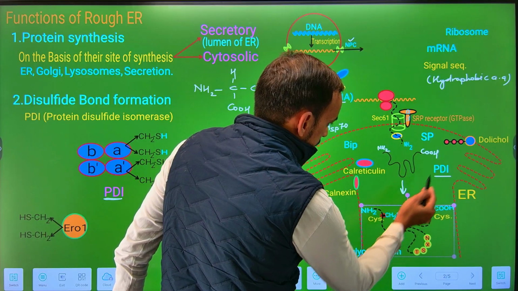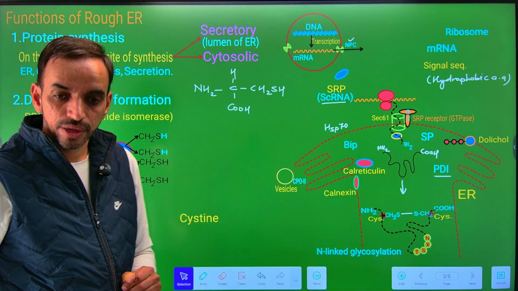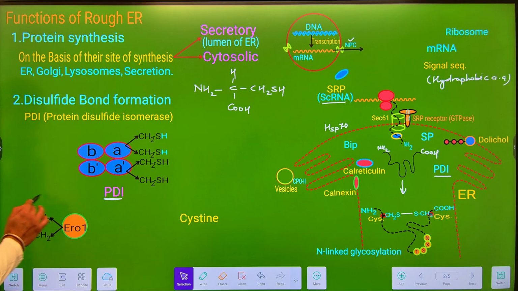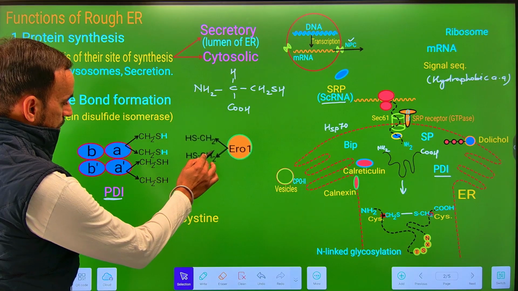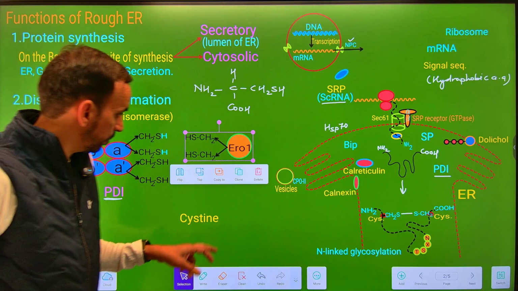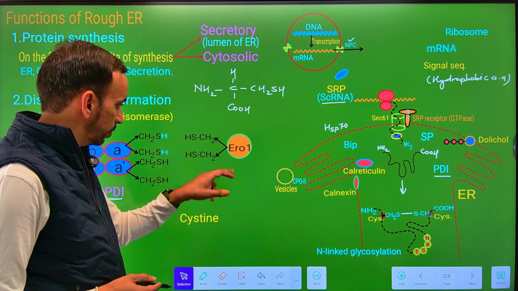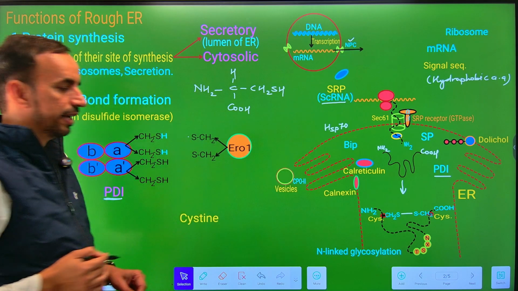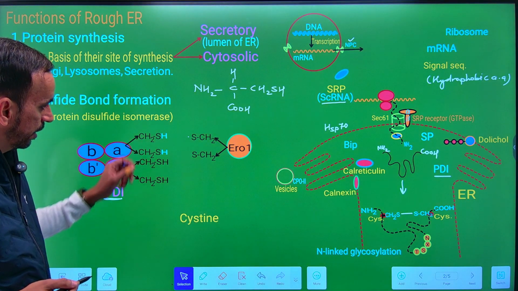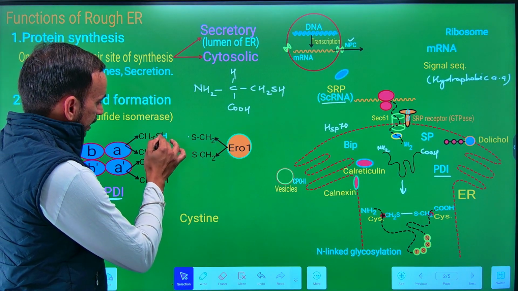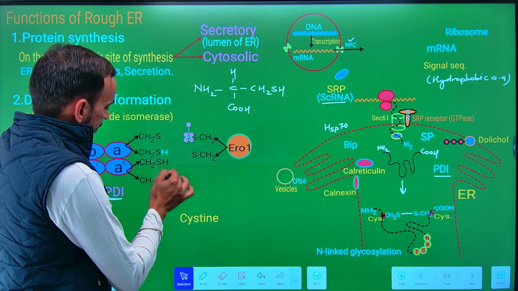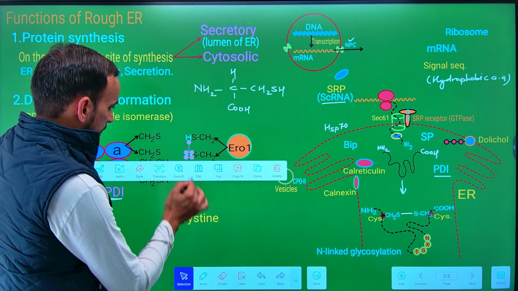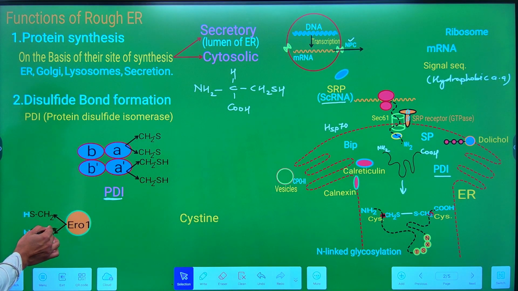So within the lumen, there is a PDI which leads to the formation of a disulfide bond. Now after the formation of the disulfide bond, this PDI gets reduced. It has become reduced, so now we have to oxidize it. To oxidize protein disulfide isomerase, we have another protein known as ERO1. In ERO1, there is again a presence of two sulfhydryl groups which will take the hydrogens from the protein disulfide isomerase, and it will again come into the oxidized form for the formation of another disulfide bond.